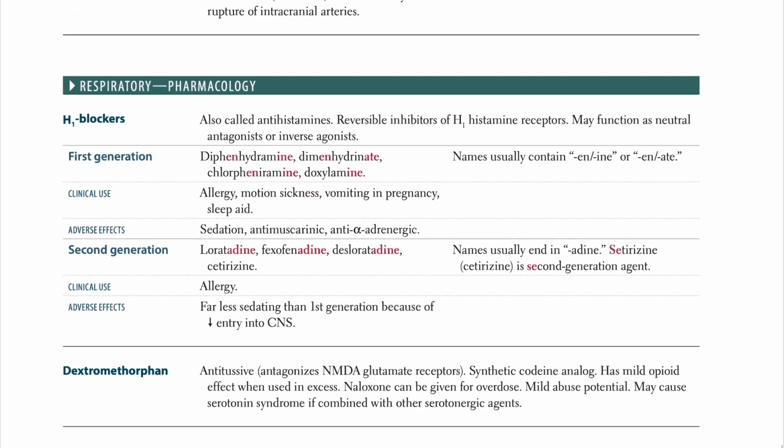Let's talk about pharmacology now. Pharmacology, easy. Okay, what are we looking at? H1 blockers. H1 blockers are also called antihistamines. They're reversible inhibitors of the H1 histamine receptor. Reversible inhibitors may function as a neutral antagonist or inverse agonists.